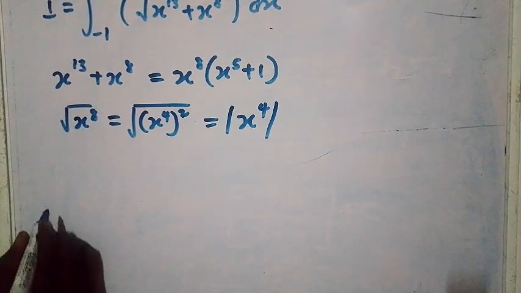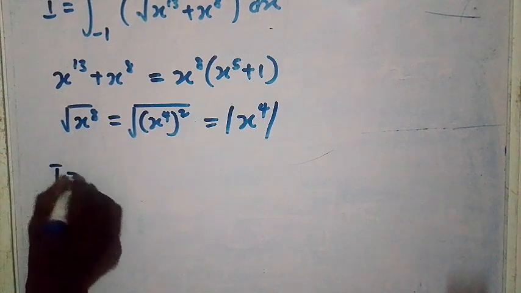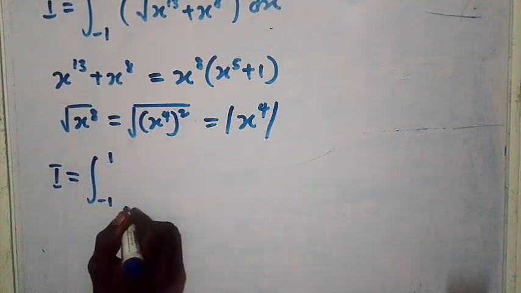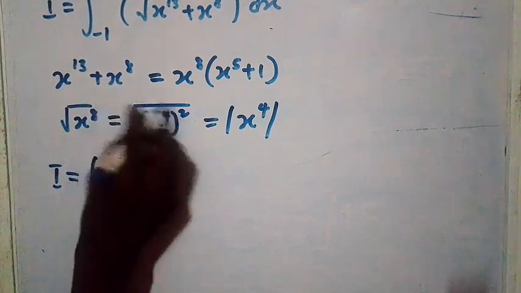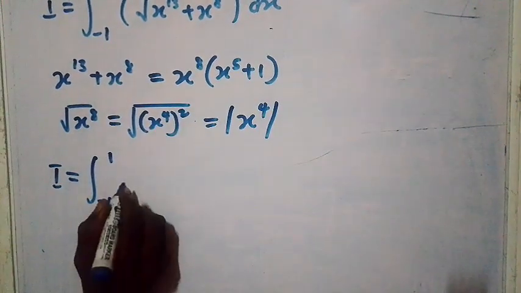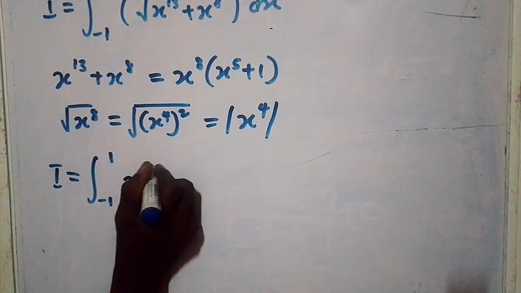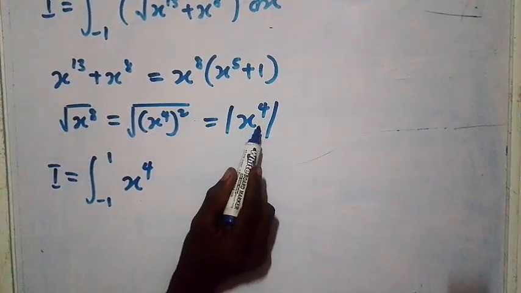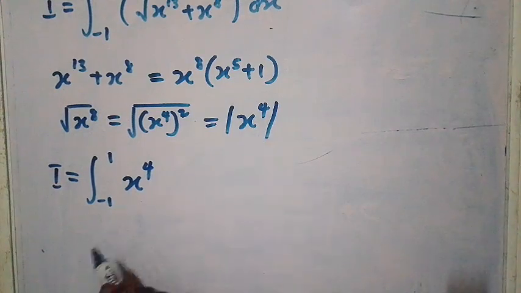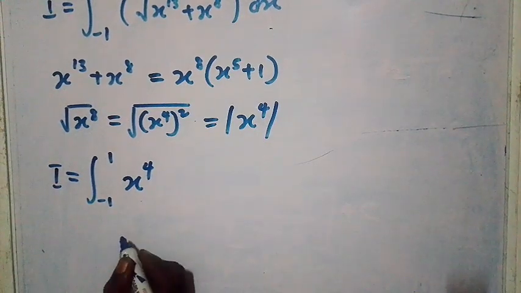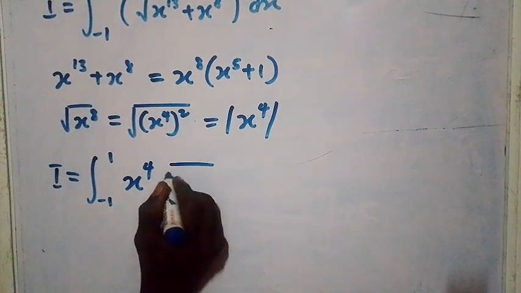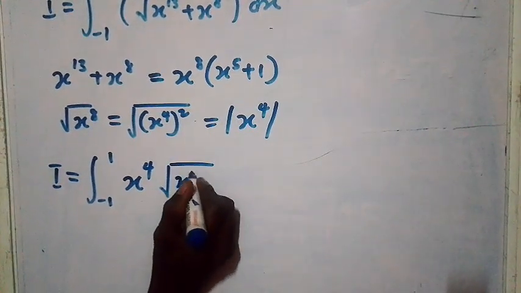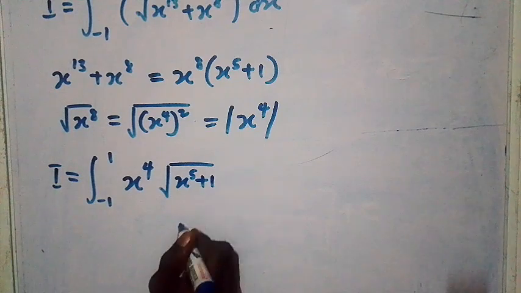Now the problem can be written as I equals the integral from -1 to 1. After factoring it out, now the problem will be x raised to the power of 4. Instead of x raised to the power of 8, we've simplified it to x raised to the power 4. The square root, we are left with x raised to the power 5 plus 1.